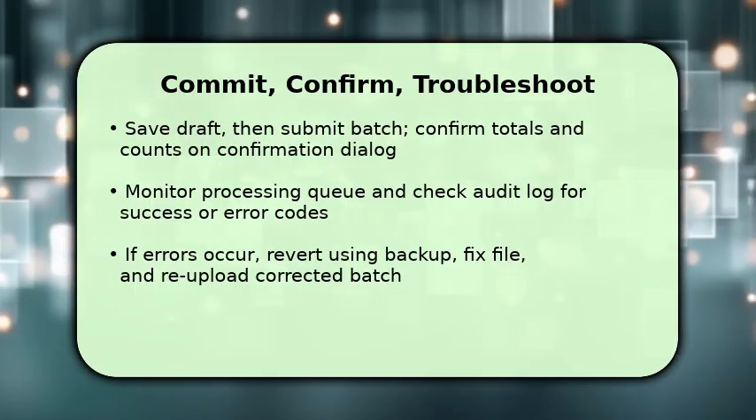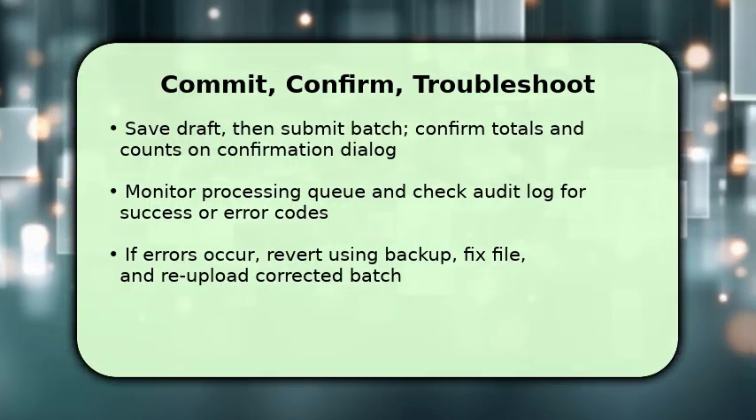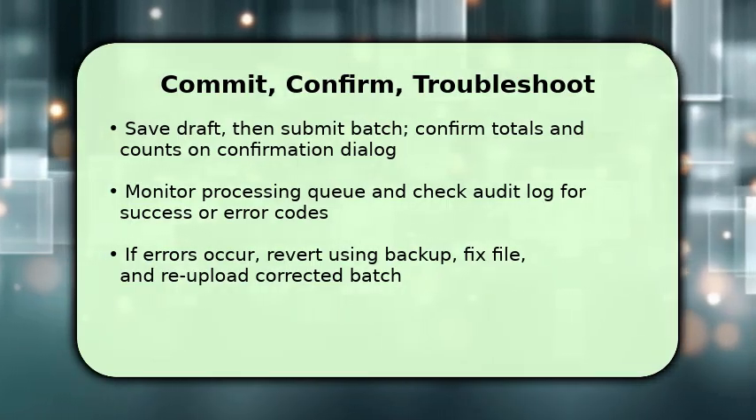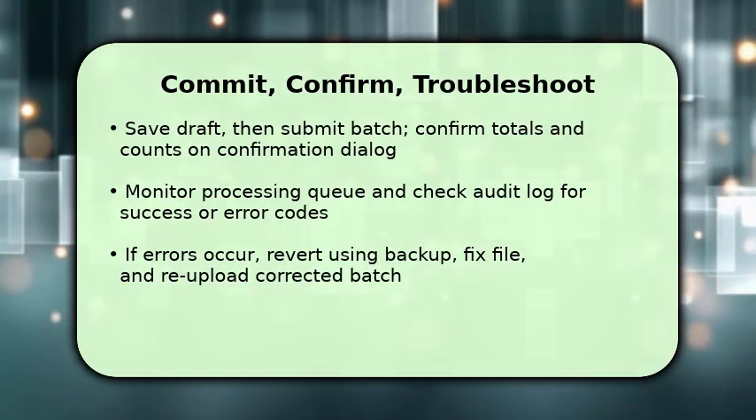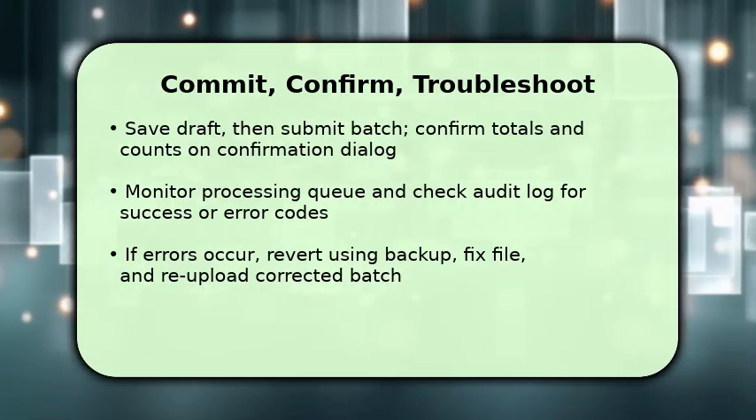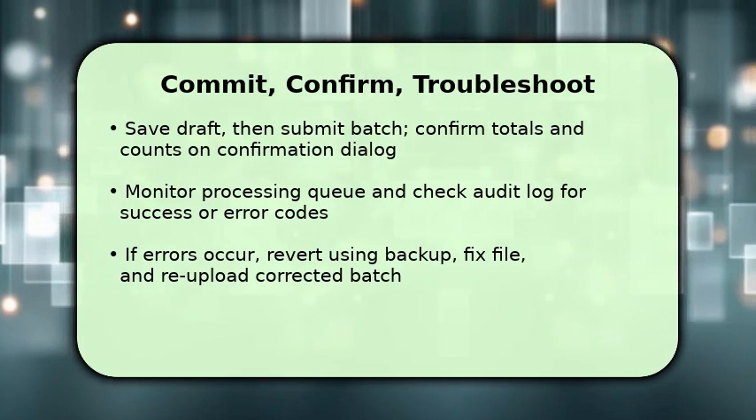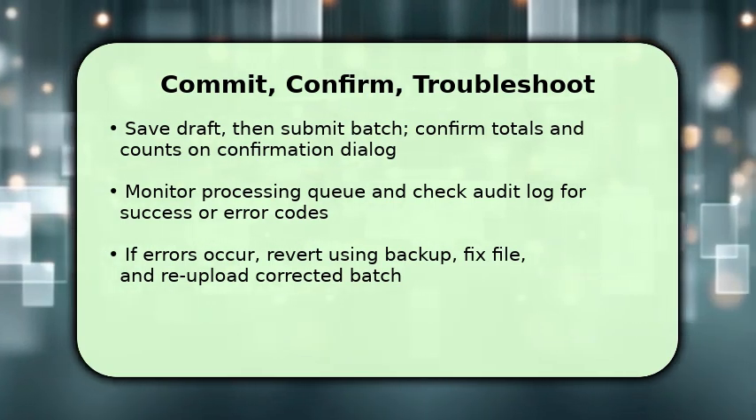If some rows fail, use the backup export to roll back, correct the specific rows, and re-upload only the failed subset to avoid duplicates. Quick tip: if payments remain stuck, check gateway credentials and retry after clearing only the errored rows to avoid double payments.